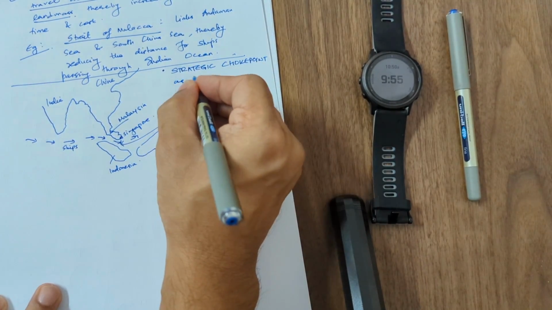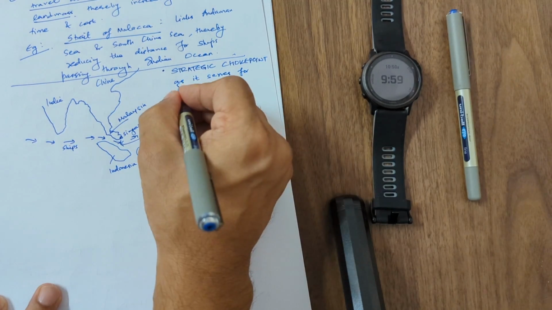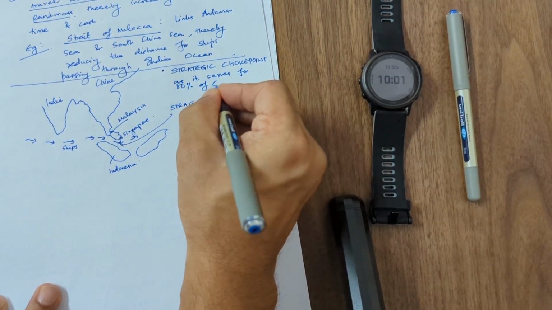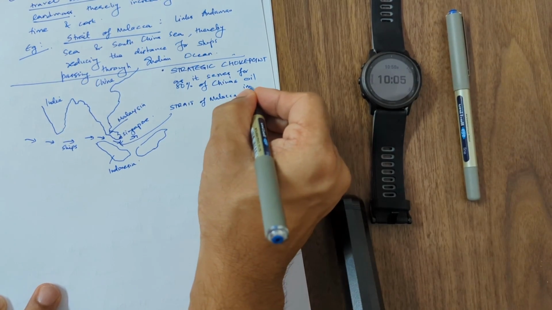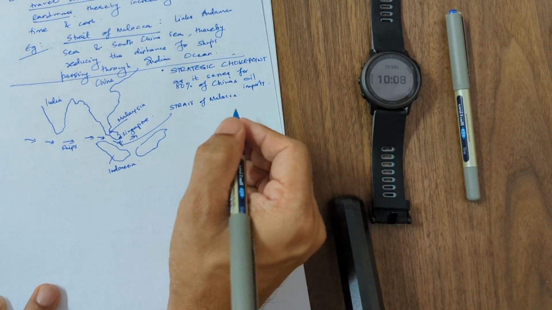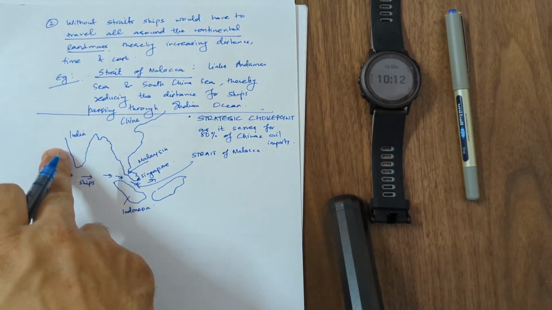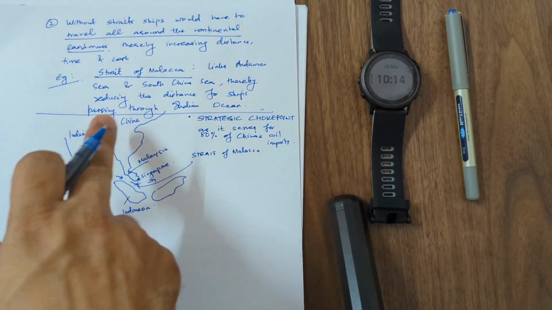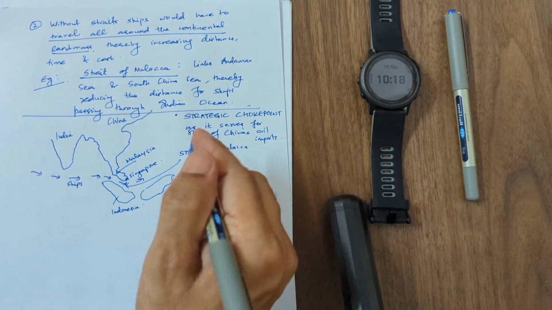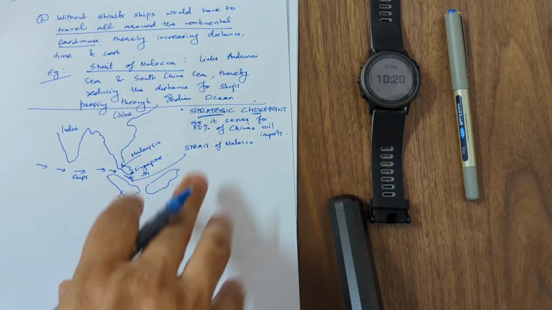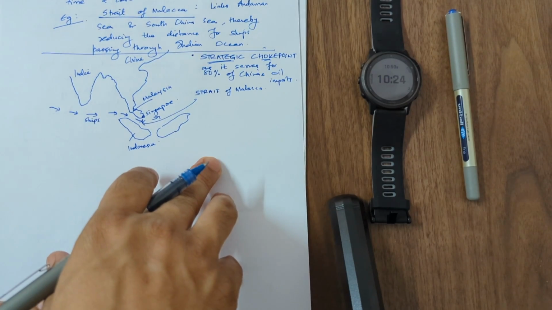as it serves for 80% of China's oil imports. So from the Middle East, whatever Chinese oil imports are coming, they're passing through this. 80% of the oil imports of China are passing through this particular Strait of Malacca. And that's why it is also known as a strategic choke point. So this point also you give here because that is the importance in international trade.